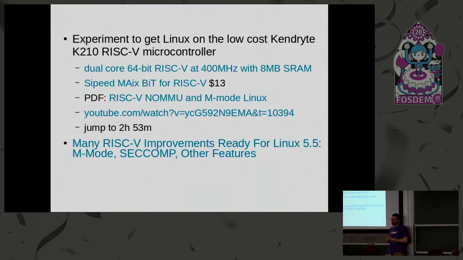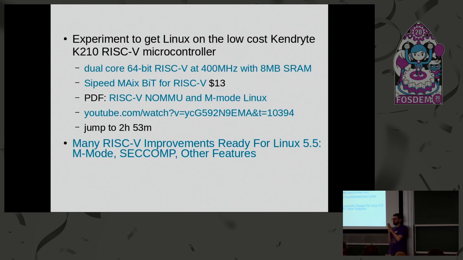Now there is a microcontroller or smaller processor from a company called Kendrite. This is a really cheap processor. It's a dual core 64-bit, 400 megahertz with 8 megabytes of SRAM, which is pretty decent for a microcontroller. And you can get dev boards from a bunch of places. Seed Studio has one for $13, so a really inexpensive RISC-V development board.